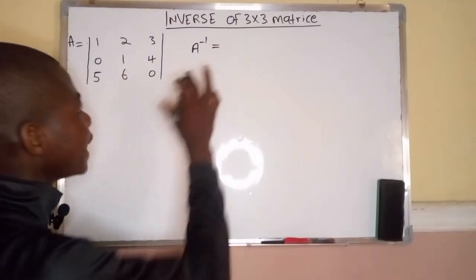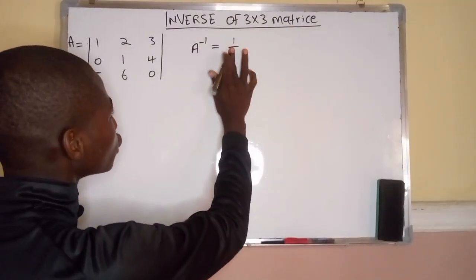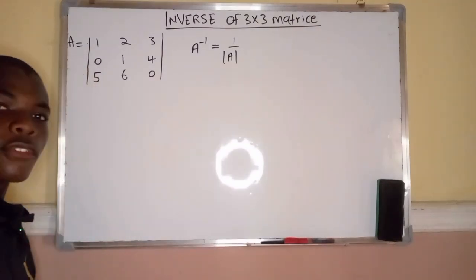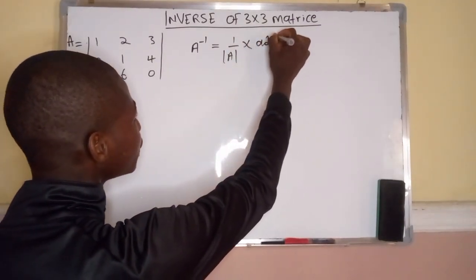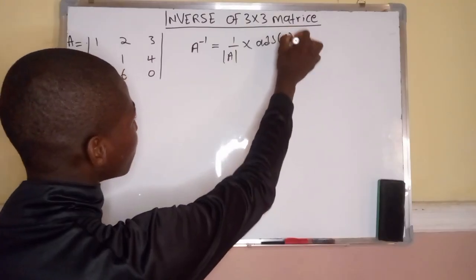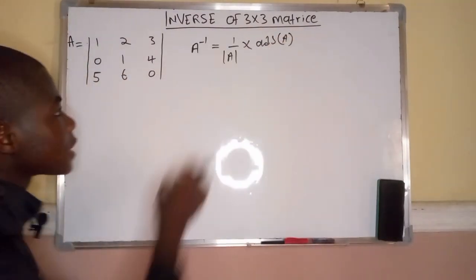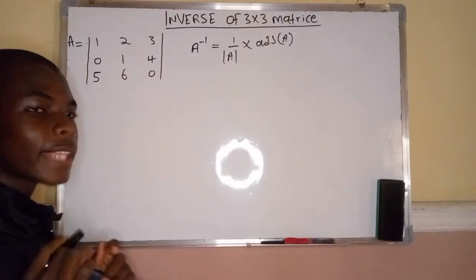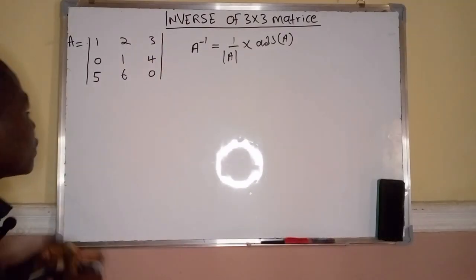So the main idea in the 3 by 3 matrix inverse, the formula that you are supposed to use, is 1 over the determinant of your matrix, multiplied by the adjoint of that matrix. So first let's find the determinant of this matrix. I hope you all know how to find the determinant of a matrix.